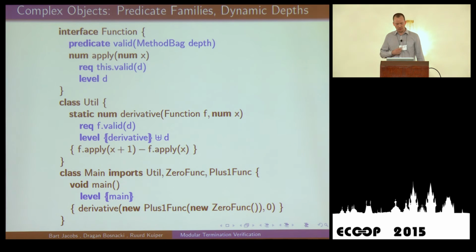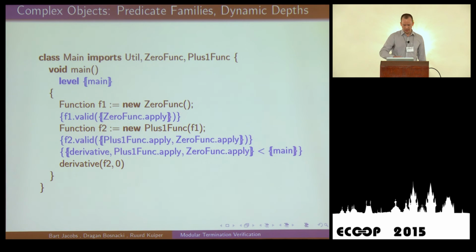Finally, we will have to verify main against its level main. So how do we do that? Let's look closer at main. Let's write the body of main in more detail. It first creates an object of class ZeroFunc, f1. And by looking at the definition of ZeroFunc.valid, we can conclude that f1.valid will hold for dynamic depth ZeroFunc.apply. Then we create an object of class PlusOneFunc with f1 as an argument.